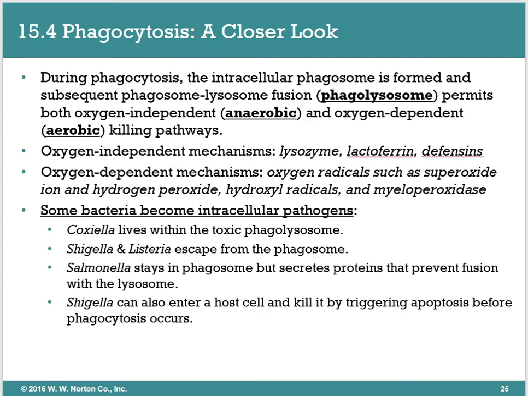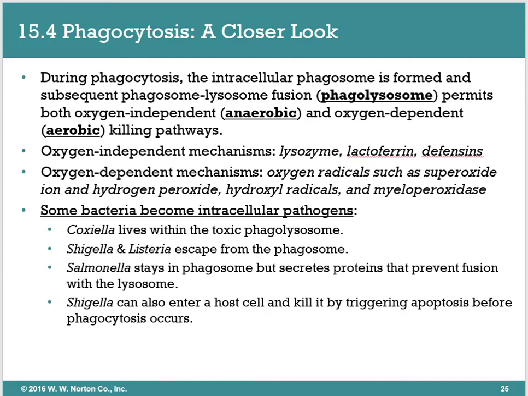And then Shigella can also do something else. If he doesn't evade the phagosome, he'll enter the host cell and kill it by triggering cell death, which is coined apoptosis. Apoptosis is programmed cell death. And then Coxiella produces a toxin which is bad for the phagolysosome. Since the toxin is being produced, the phagolysosome cannot function and cannot degrade Coxiella.